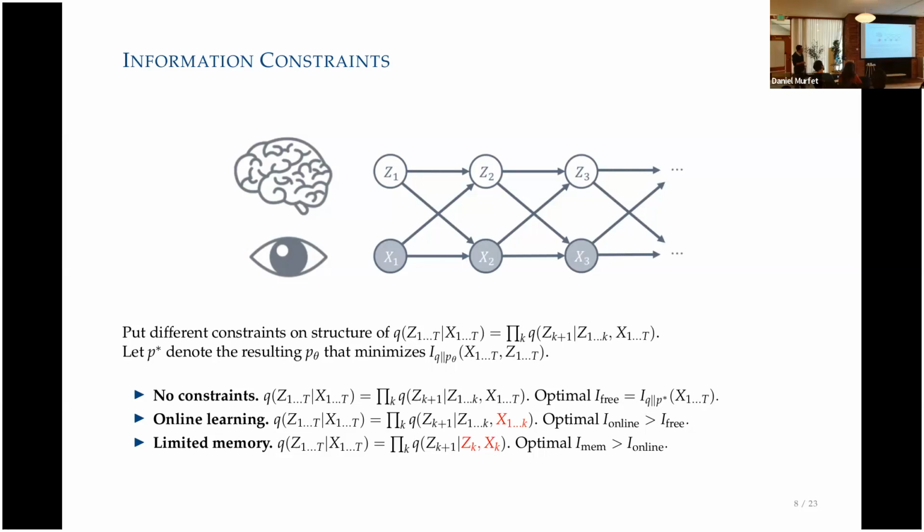time k plus 1 must only depend on the axis up to time k. So the only thing I've changed from up here is that I've changed the time horizon from t to k. And in that case, I also get a number, and that number I'm going to call I online. And because there's a constraint now on Q, I online is going to be bigger or equal to I free.